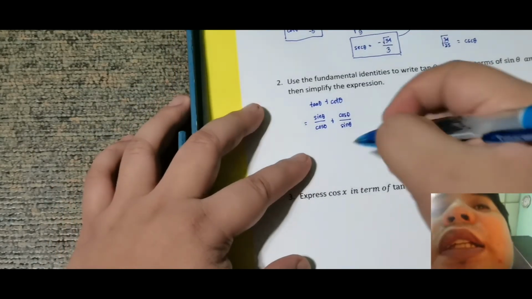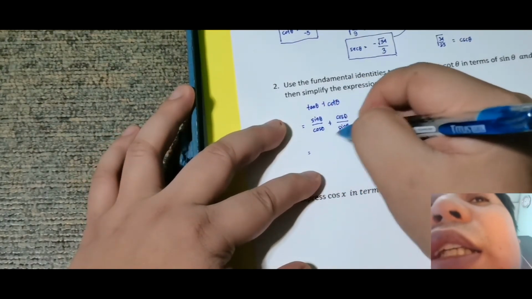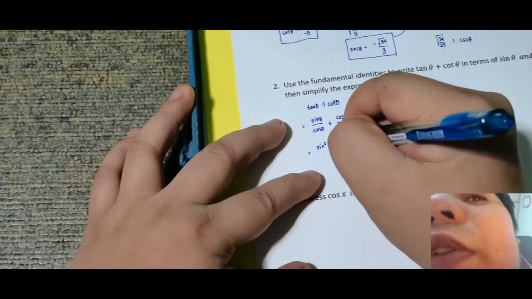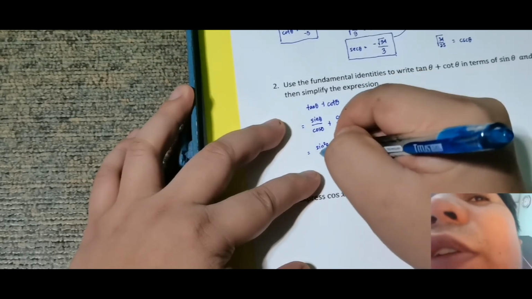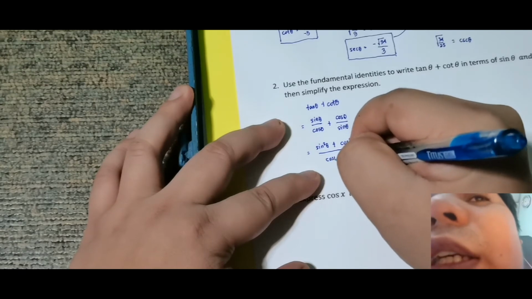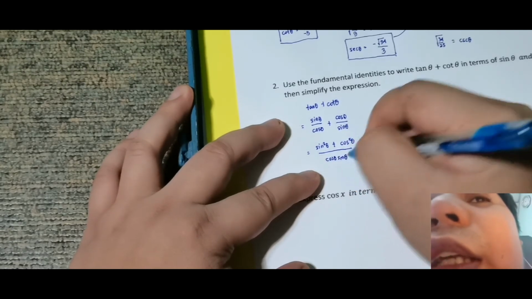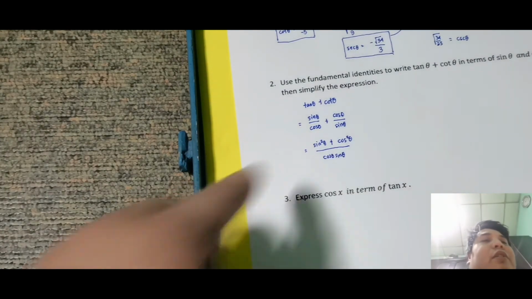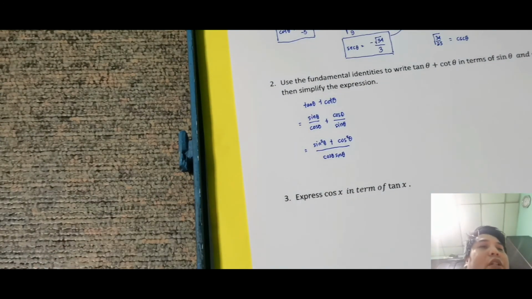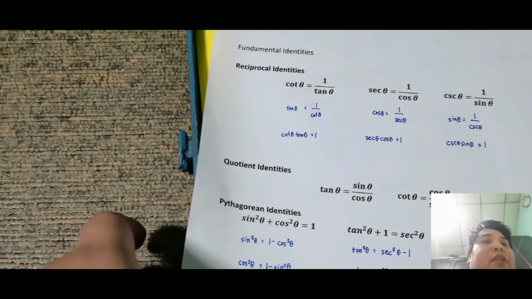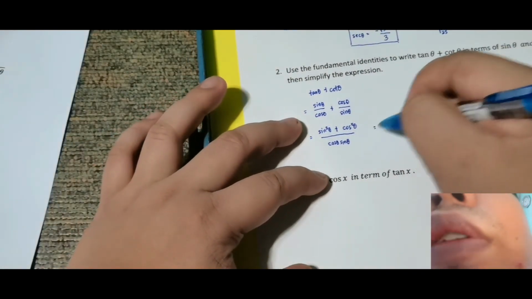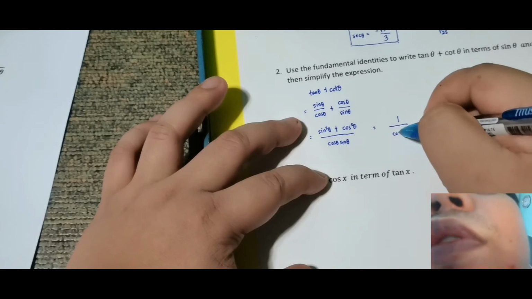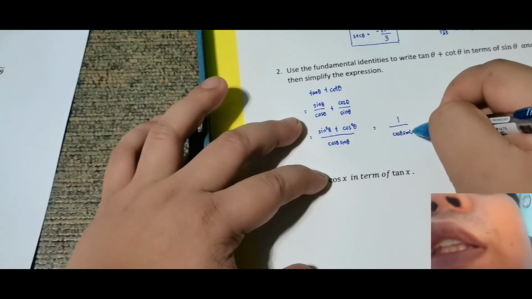Next is cross multiply natin, then kunin LCD, sin theta times sin theta, that is sin squared theta plus cosine squared theta all over cosine theta, then sin theta. Okay, then lastly, sin squared plus cosine squared, that is the Pythagorean identity, which is 1. So again, sin squared plus cosine squared, that is 1. So therefore this is equal sa 1 over cosine theta sin theta.